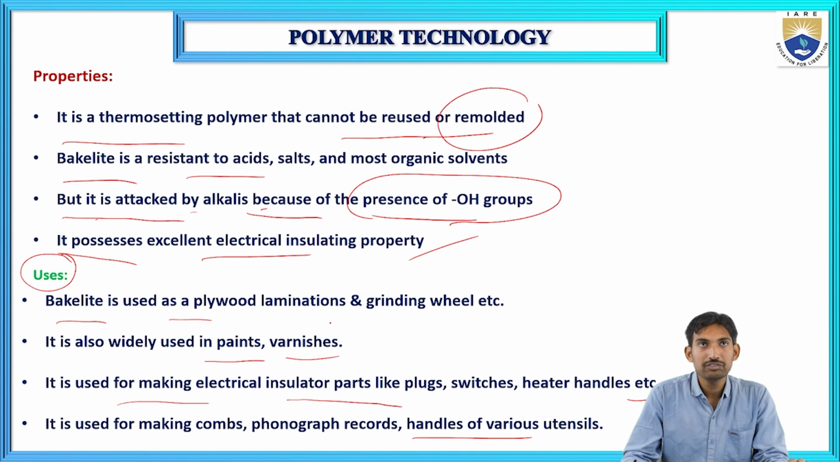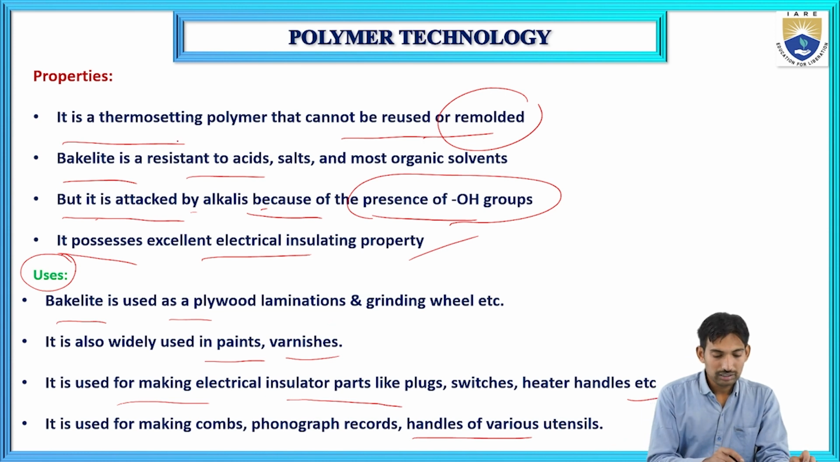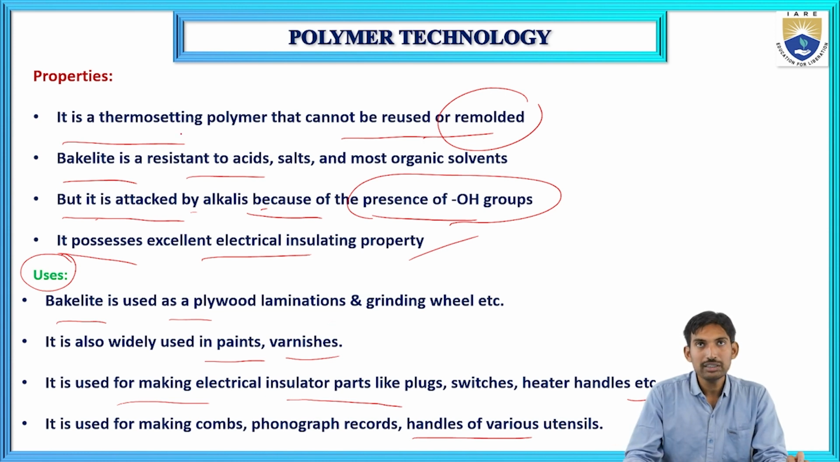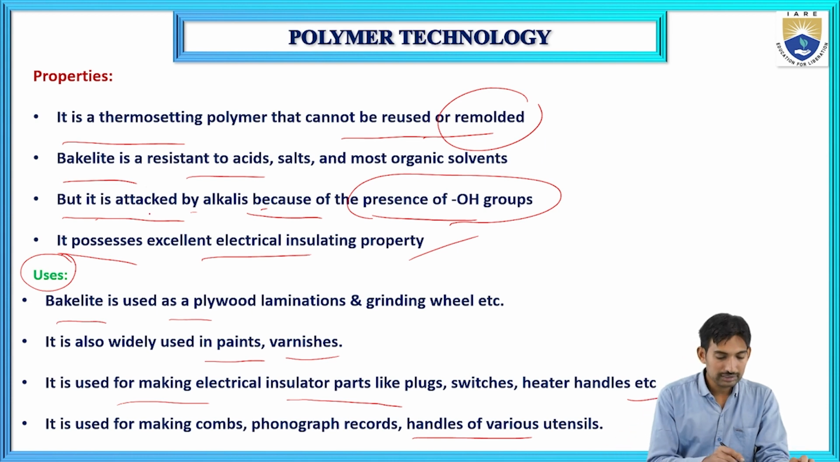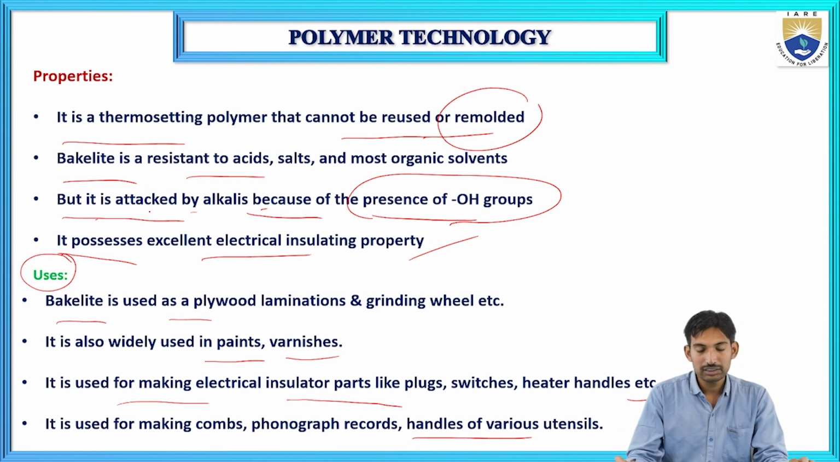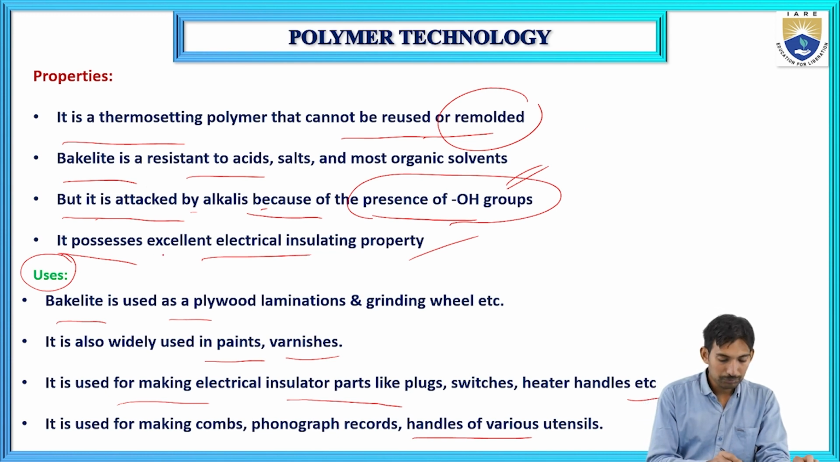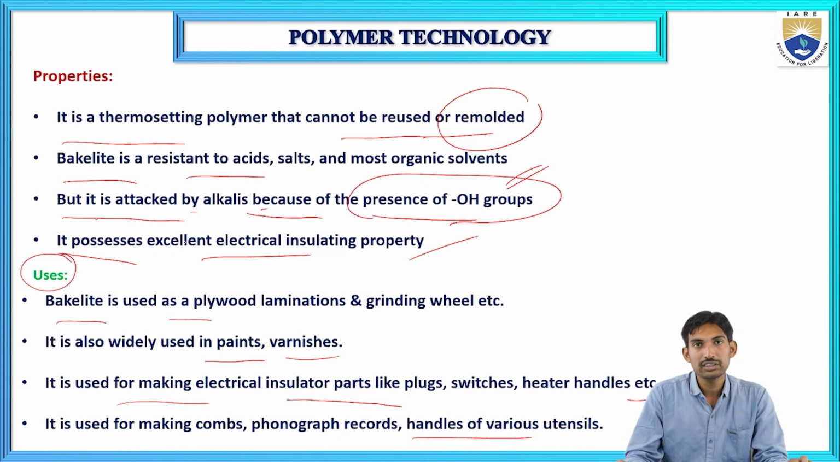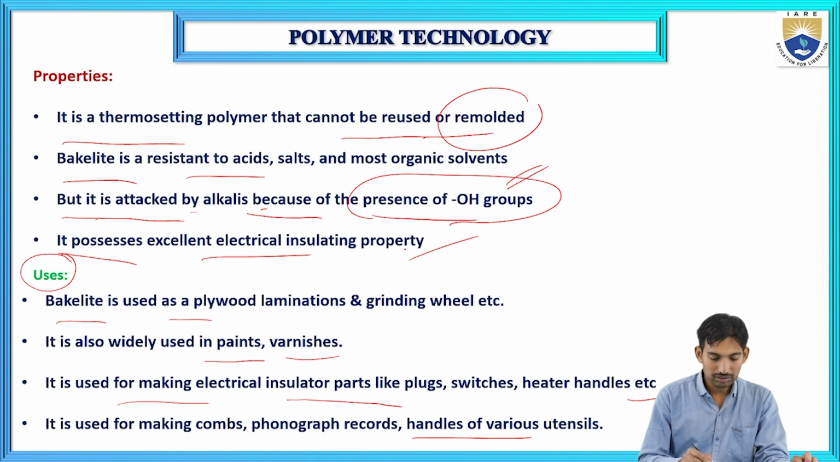These are the properties of bakelite. Bakelite is a thermosetting polymer. It cannot be reused or remolded. Bakelite is resistant to acids, salts, and almost all organic solvents, but it is soluble in alkali medium because of the OH functional group present in the bakelite structure. It possesses excellent electrical insulating properties.